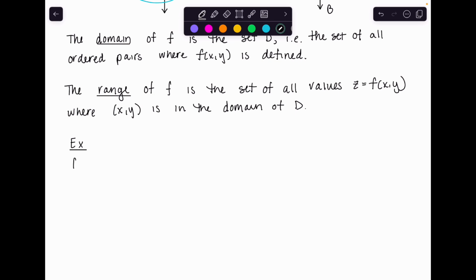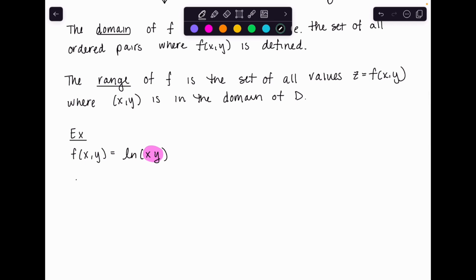So let's start with our function f of xy equaling the natural log of x times y. Okay. So I'm going to input x and y values, and in return, it's giving me that z value here. Now, the problem with the natural log function is we can never take natural log of 0, or we cannot take natural log of a negative number. So this function is only defined if this product, x times y, is strictly greater than 0.